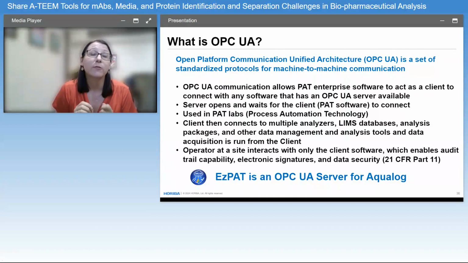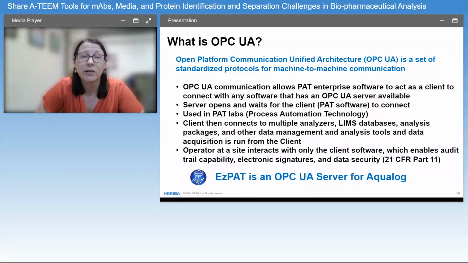OPC-UA stands for Open Platform Communication Unified Architecture. It's a set of standardized protocols for machine-to-machine communication. And the important part of this is that OPC-UA has the security built in that enables that data authenticity and data security, so that 21 CFR Part 11 can be enabled.